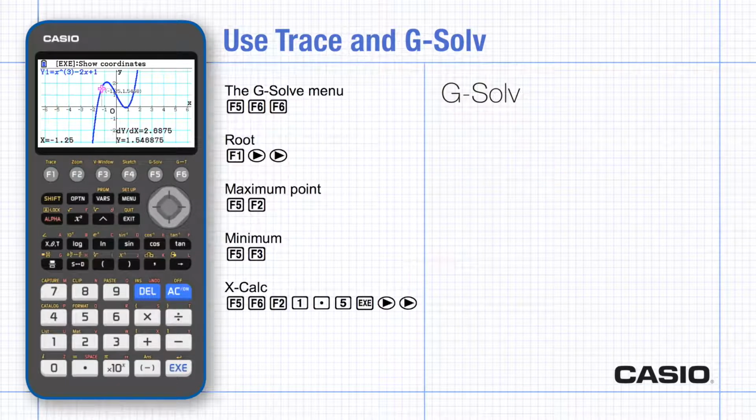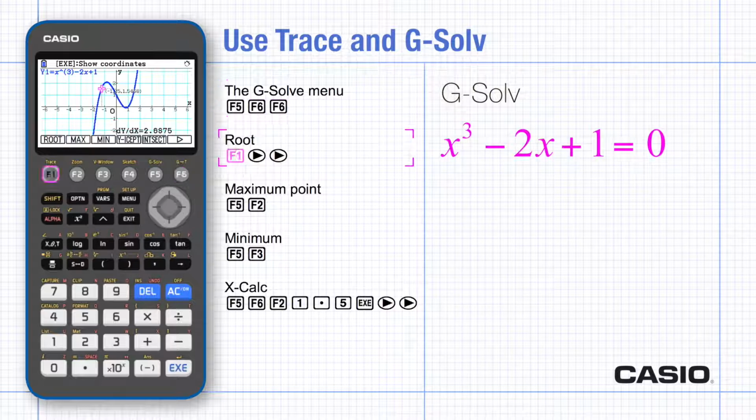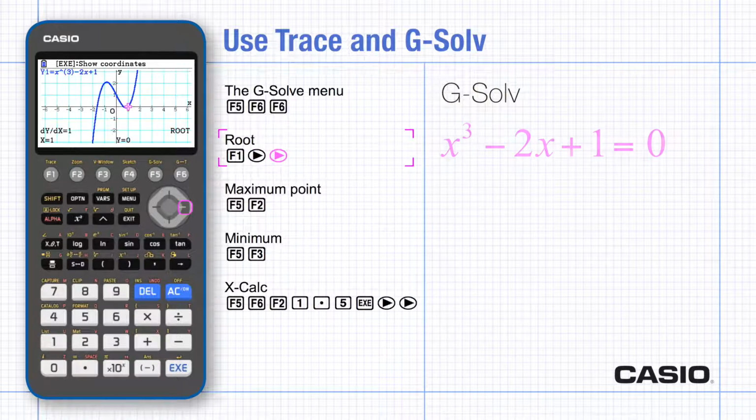The G-Solv menu, which runs over 2 screens, has each brick as the label for the keys F1 to F6. The root finds the values of x where the graph crosses the x-axis, and you can scroll sideways to find the other roots that are in view.